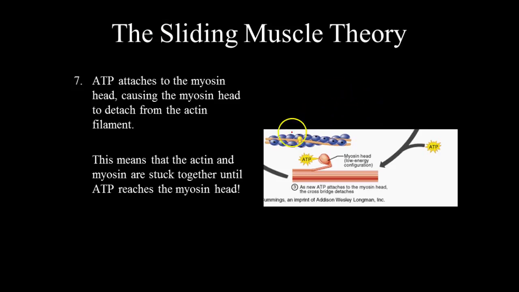Then what happens is other ATP will come in and attach itself to the myosin head, which will kind of serve like a deadbolt basically. It will cause this to release. It causes the myosin head to release away from the actin, detaching itself. So actin and myosin will always stay stuck together until ATP comes along and allows the myosin to release.